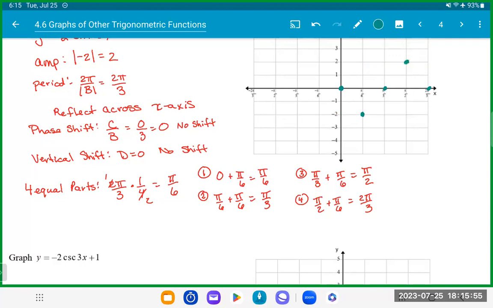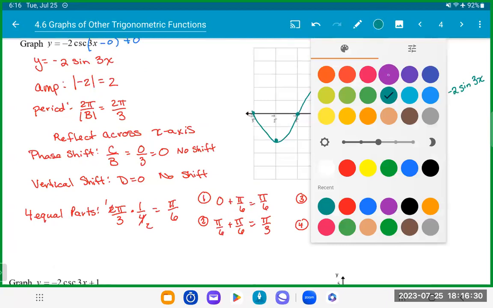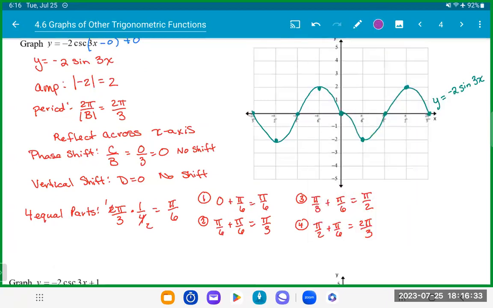So we can erase these red lines that helped us to determine what it was that we were going to do. And I'm going to go ahead and just continue this pattern so that we can graph a total of 2 periods here, okay? So this is y equals -2 sine of 3x, right? But that's not what we were asked to graph. We were asked to graph the cosecant.